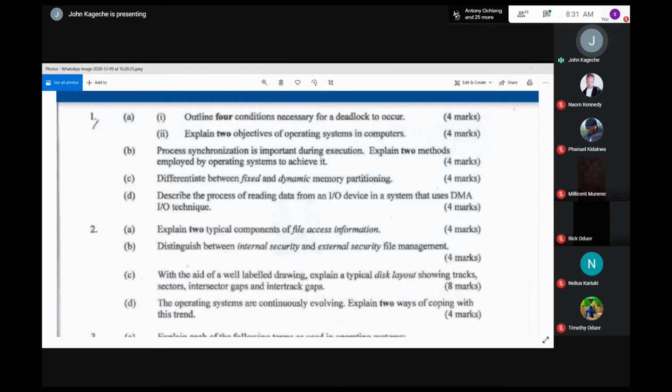File access information. You have a file that is in your machine. What information will it have in relation to access to that particular file? Of course, one of them is the owner, the user who is assigned control of the file. Who is the owner? What permission or action is that person authorized to do? Those are the 2 typical components of the file access information.